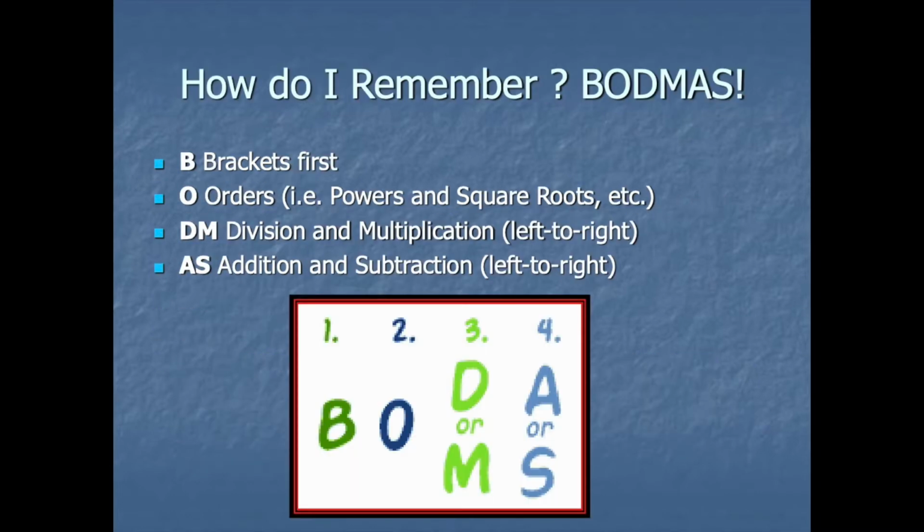So how can you remember Bodmas? Now, Bodmas starts with a B, so brackets will always be the first one to solve. And then comes O, which is the orders, the powers, square roots, cube roots, etc. Division and multiplication are on the same level. It depends on which one's on the left and which one's on the right. You always go from left to right. Similarly, for addition and subtraction, it's also the same. Depends on which one comes first and which one comes second. You go from left to right.